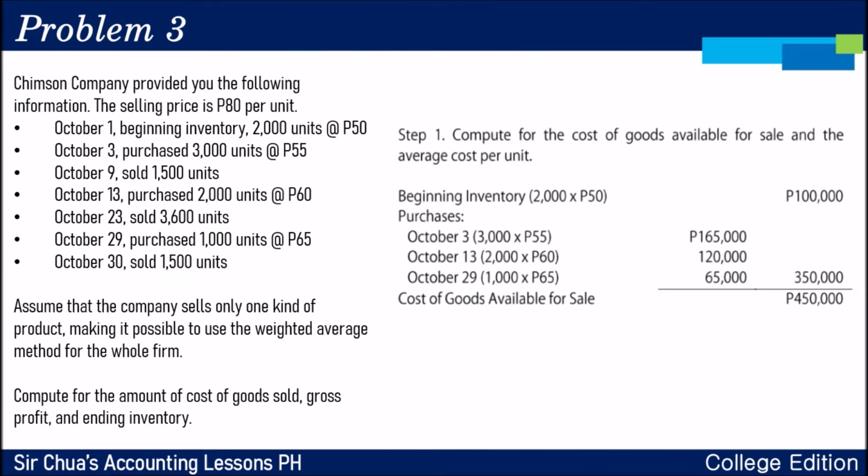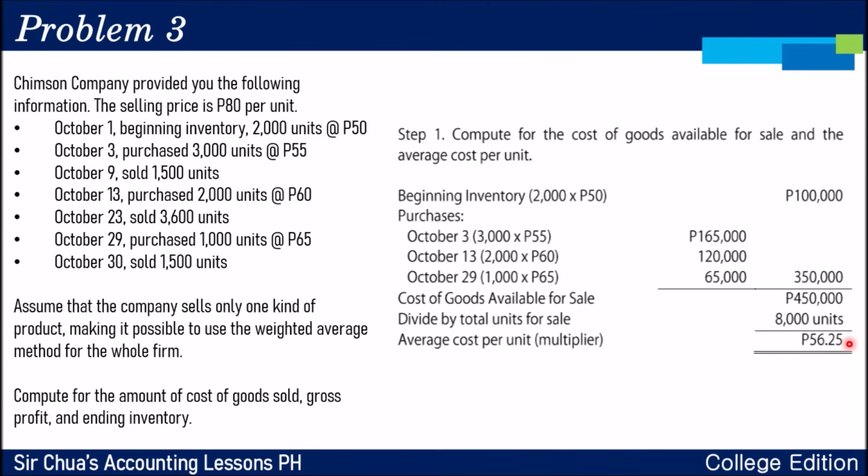Okay? So, your cost of goods available for sale is beginning inventory plus your purchases for 450,000. Now, how many units of inventory do we have available for sale? 2,000 in the beginning, plus 3,000, plus 2,000 and 1,000 that were bought, 8,000 units all in all. Your total cost of goods available for sale is 450,000 divided by 8,000 units, your cost per unit is 56.25. This is now your basis for everything sold and all ending inventory. Okay? That will now be your cost multiplier, 56 pesos and 25 centavos.